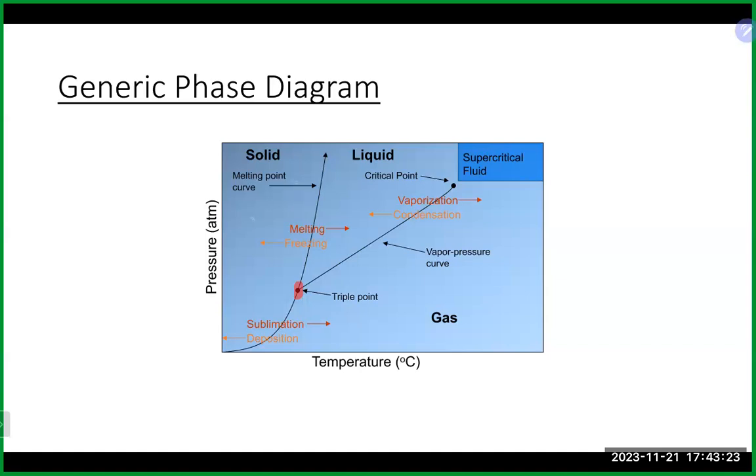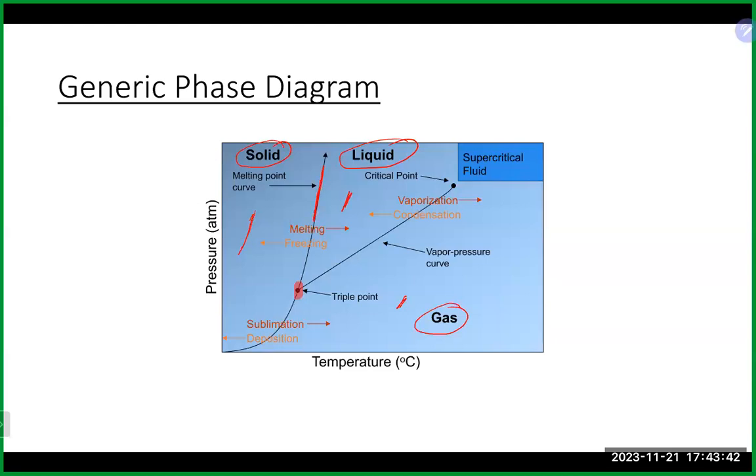So usually on the far left here is our solid state. So all this area here is solid. Then we have liquid in this area. And then usually gas is over here. We have pressure and temperature. And we have this line right here. This is our melting point curve, for example.